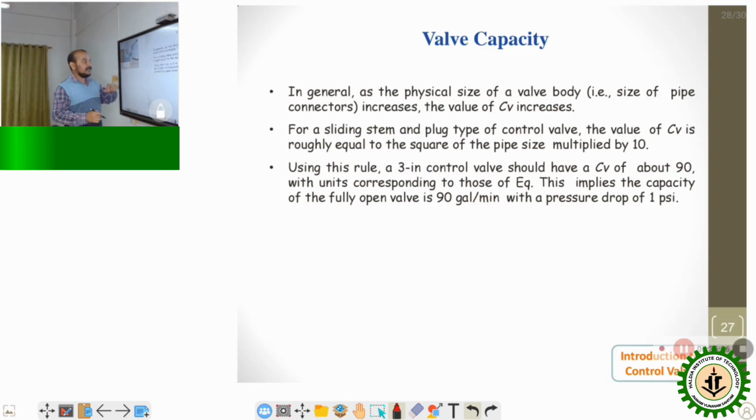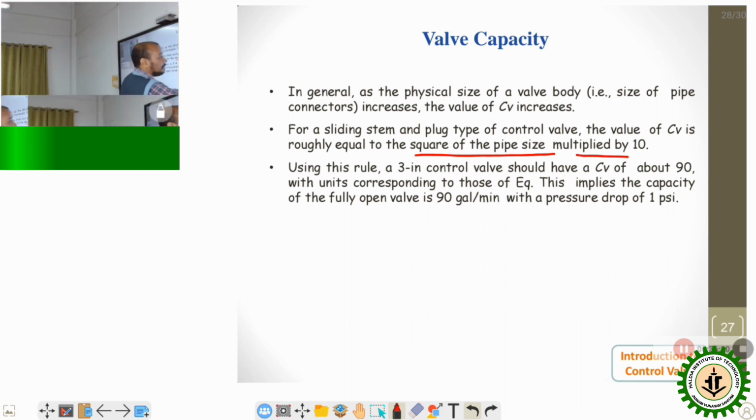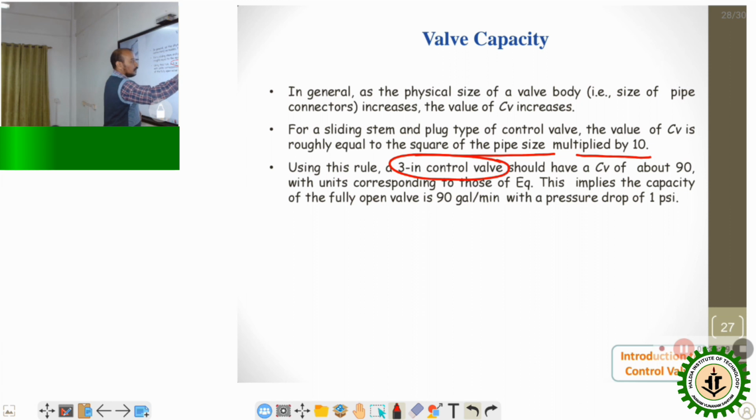And in general, without going through the calculation, for a sliding stem and plug type of control valve, the value of CV is roughly equal to the square of the pipe size multiplied by 10. So if we take an example of a 3-inch control valve, we need to square the value, that means it is 9, and multiplied by 10 means it is 90. So here you are able to visualize CV is 90, with units corresponding to the equation which we already discussed.